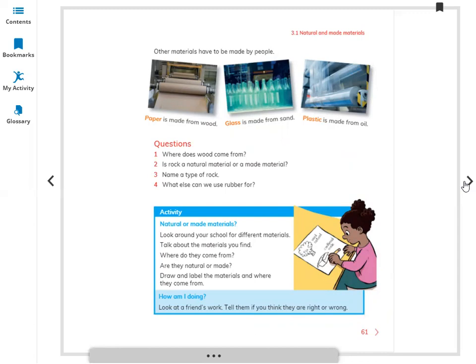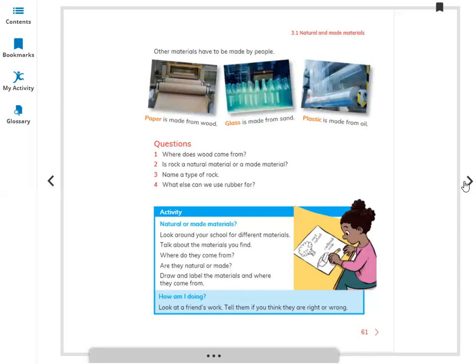Where does wood come from? Wood comes from nature, so it is natural. Is rock a natural material or a man-made material? Yes, rock is a natural material. Name a type of rock. There are granites, diamonds, and so on.